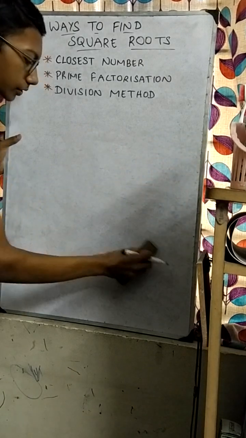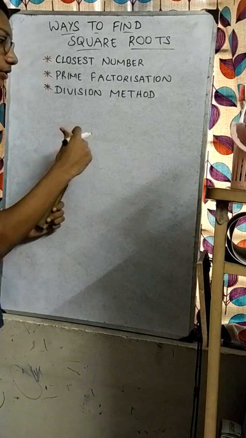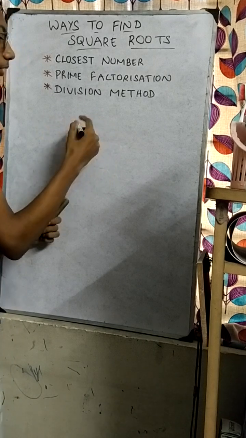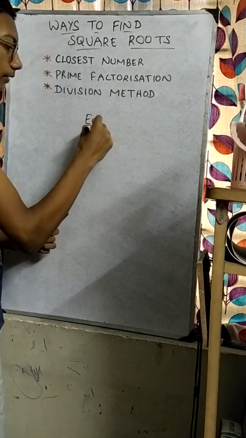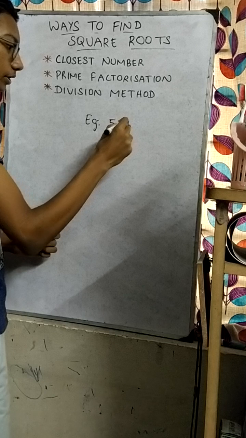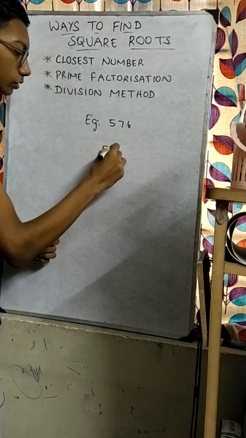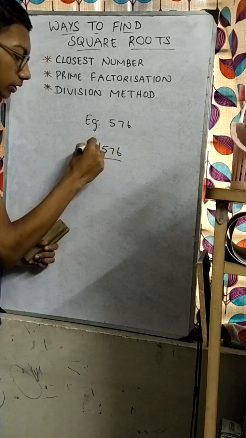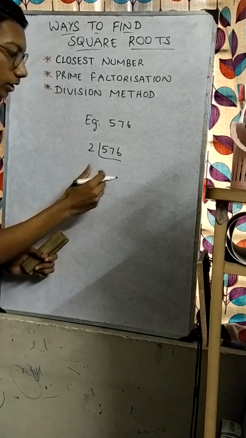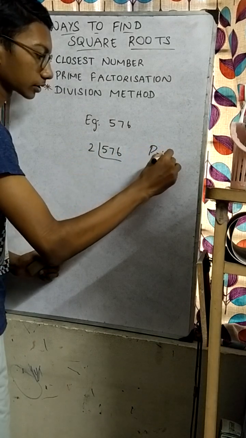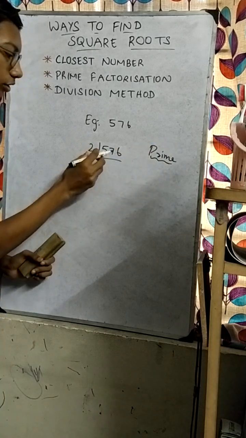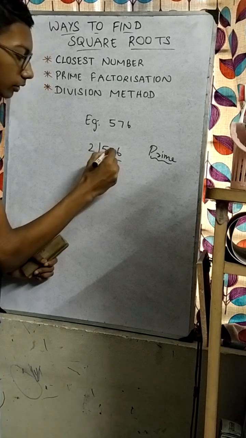So the next thing is prime factorization. This is a somewhat more reliable method. Let's say we have a number like 576. What you need to do is just prime factorization, that is dividing the number by prime numbers. So 2 is a prime number. Divide by it.